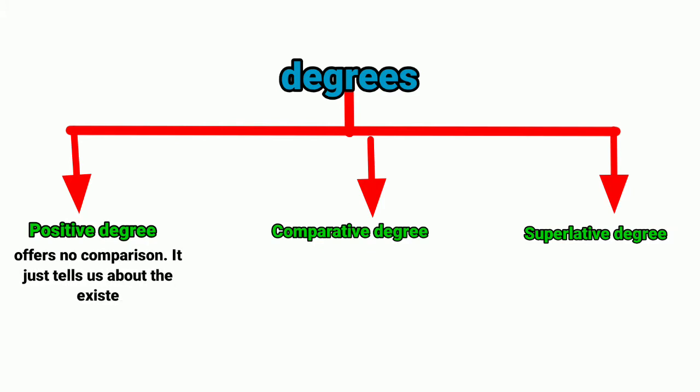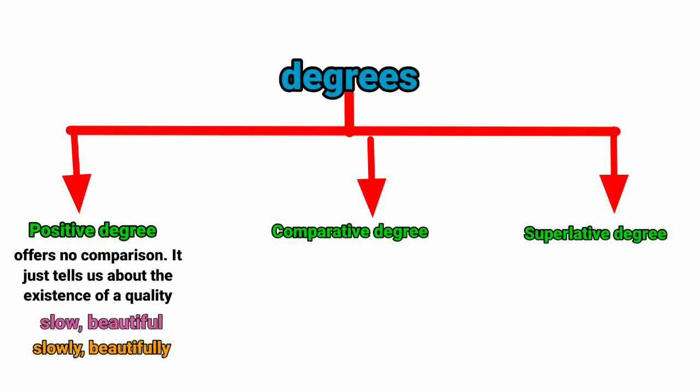The positive degree offers no comparison. It just tells us about the existence of a quality. For example, in adjectives, slow, beautiful, and in adverbs, slowly, beautifully.